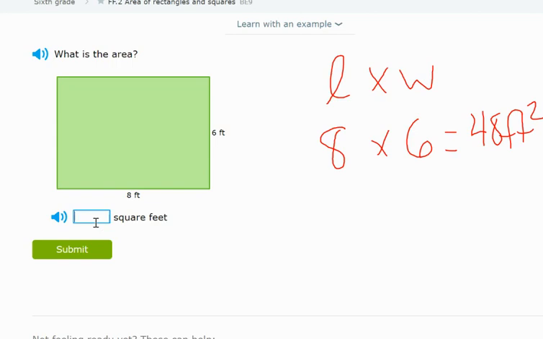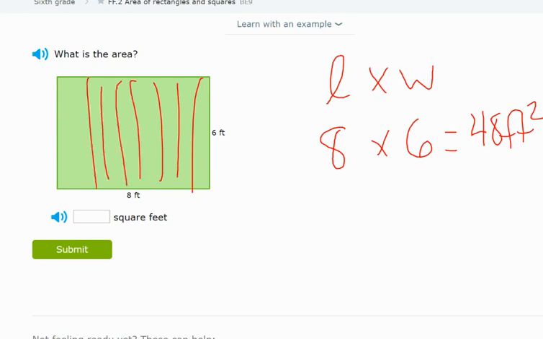The reason that we squared it is because we're functionally counting the squares inside of this rectangle. So I would have basically done 1, 2, 3, 4, 5, 6, 7, 8, and then gone over here 6 times. And then we're counting the squares because we're counting the inside. It's the area on the inside that we're counting. And that's 2 dimensions, so it's squared.